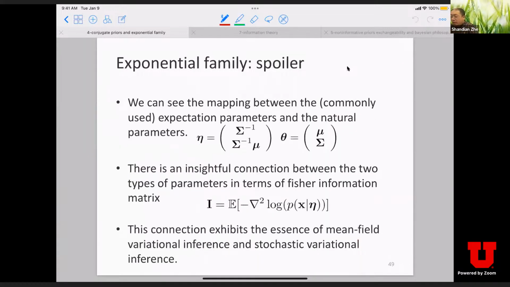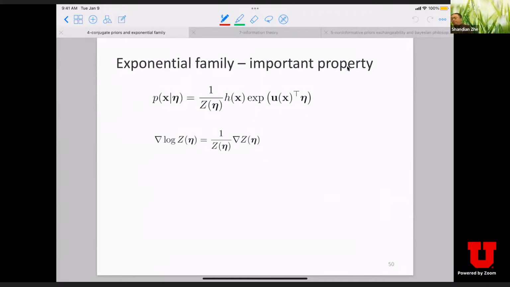Later we'll talk about how we get this mapping. And also, there's an insightful connection between the two types of parameters in terms of the Fisher information matrix, which we're going to discuss later when we talk about variational inference. This connection exhibits the essence of so-called mean field variational inference and stochastic variational inference. Okay, so now let us look at a few important properties of the exponential family. Let us take a close look at this normalizer.